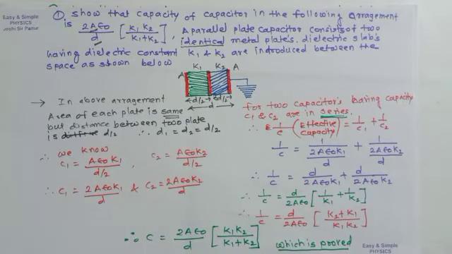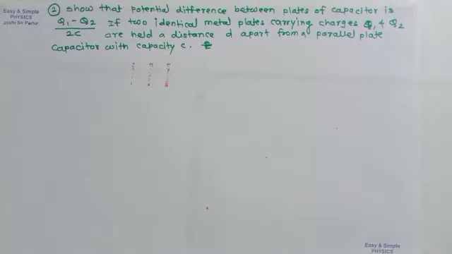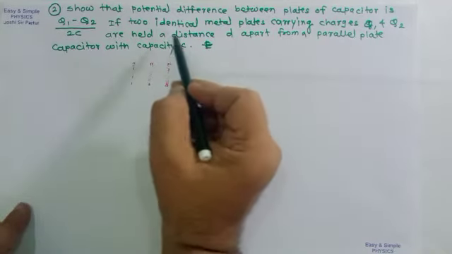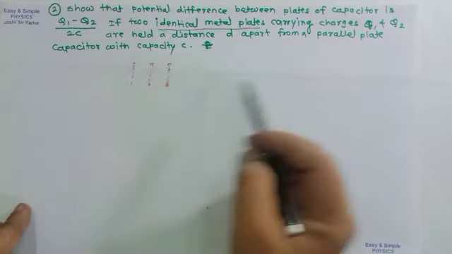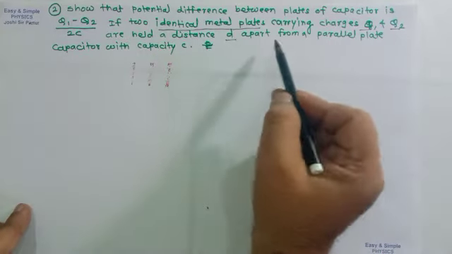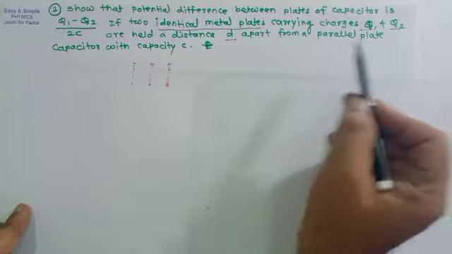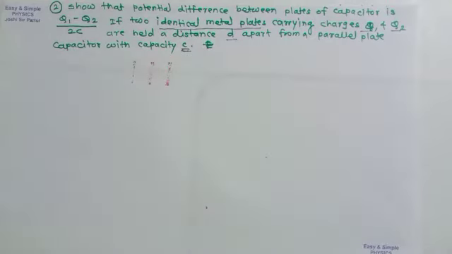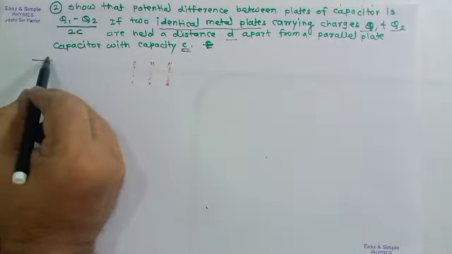Another example, we have seen the second example, and the second example will be: show that the potential difference between the plates of a parallel plate capacitor is Q1 minus Q2 upon 2C, if two identical metal plates carrying charges Q1 and Q2 are held a distance D apart to form a parallel plate capacitor with capacity C. In such an example, we have solved the example.